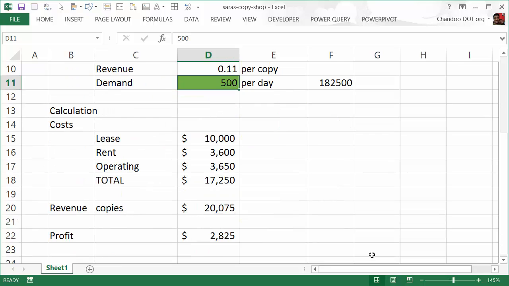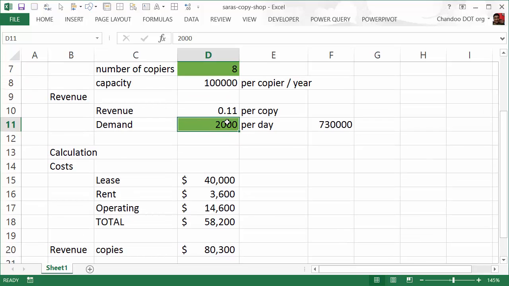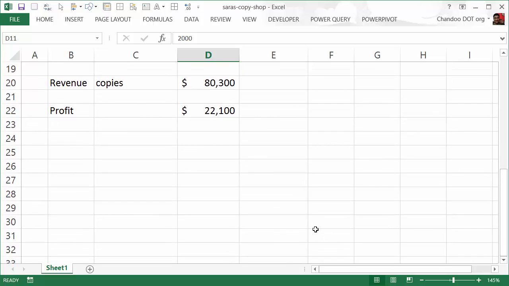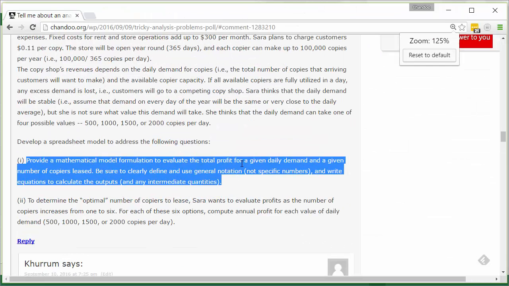and assuming the demand is going to be 500. Now the problem is, of course the mathematical model is good, and if you change anything, you change 1000, then you will know the profit. If you change to 1500, you'll know the profit, and if you change to 2000, you will know the profit. And because this is linked to that, automatically the number of copiers will also change. So far so good. And that answers the first part of the question, which is to provide a mathematical model formulation to evaluate total profit for a given daily demand and given number of copiers leased.